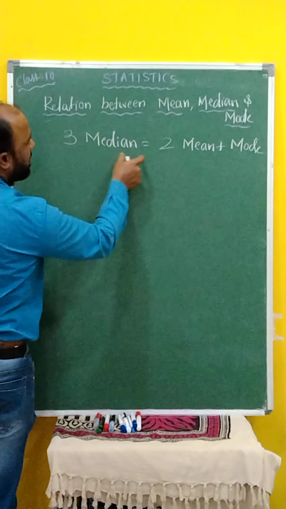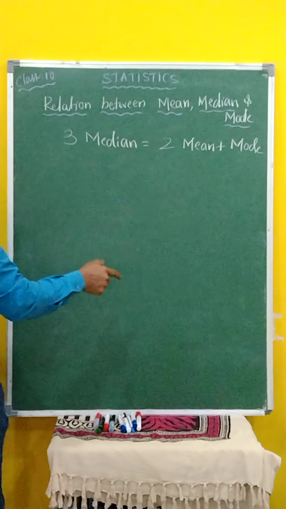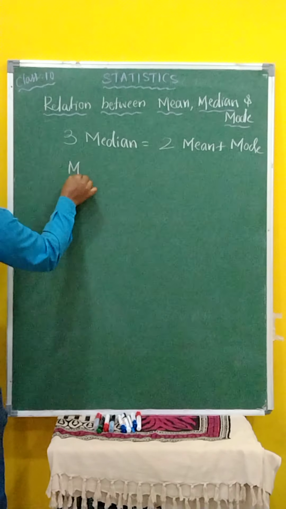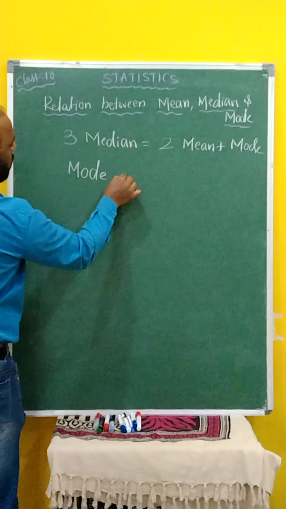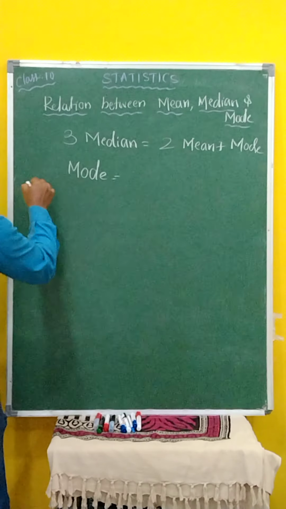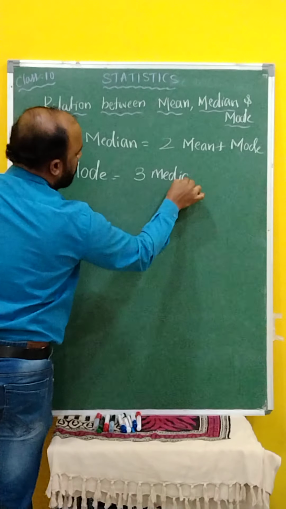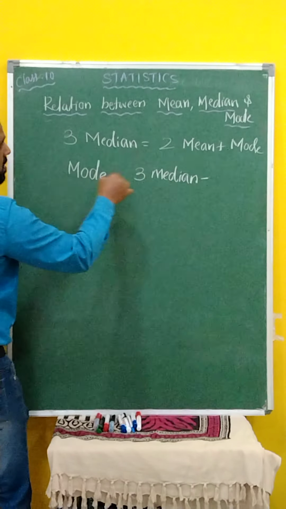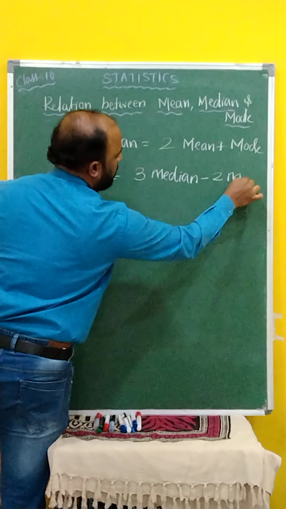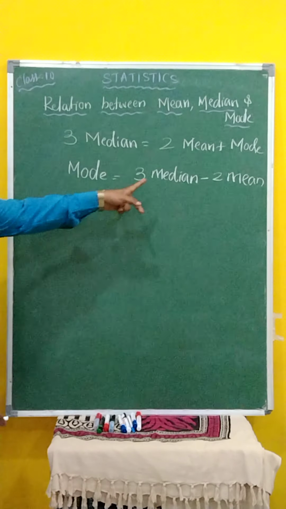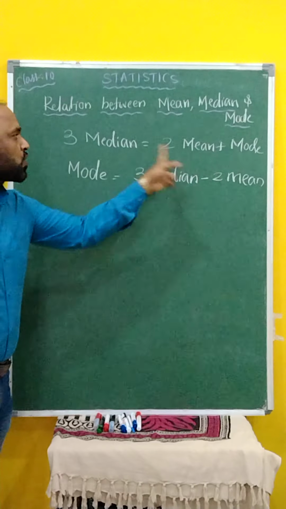We know 3 median is equal to 2 mean plus mode. Then we will find the mode from this also. Mode is equal to, transposing 2 mean to this side, 3 median minus 2 mean. Clear? Mode is equal to 3 median minus 2 mean.